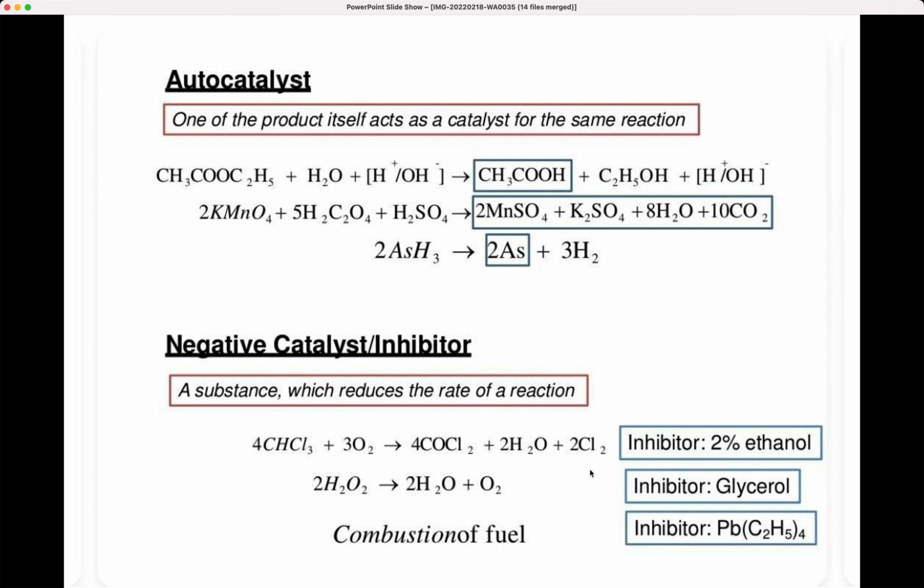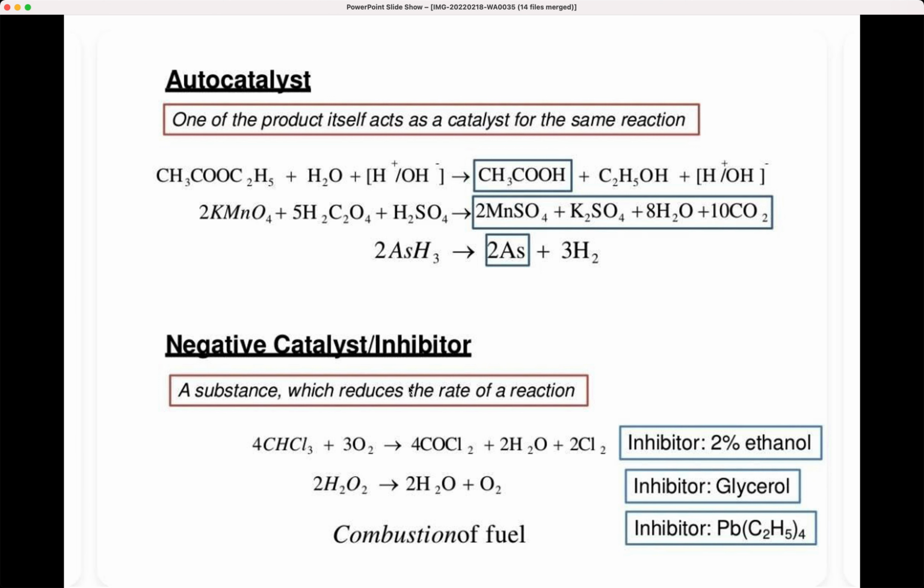Now next is autocatalyst. Autocatalyst means one of the products itself acts as the catalyst for the same reaction. Here you can see the reaction is given, and on the product side, CH3COOH itself acts as a catalyst. And two more examples are given here.